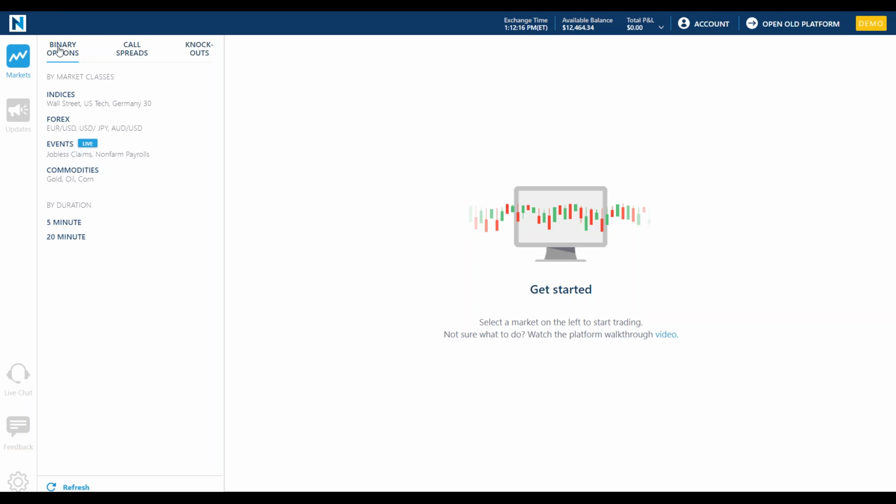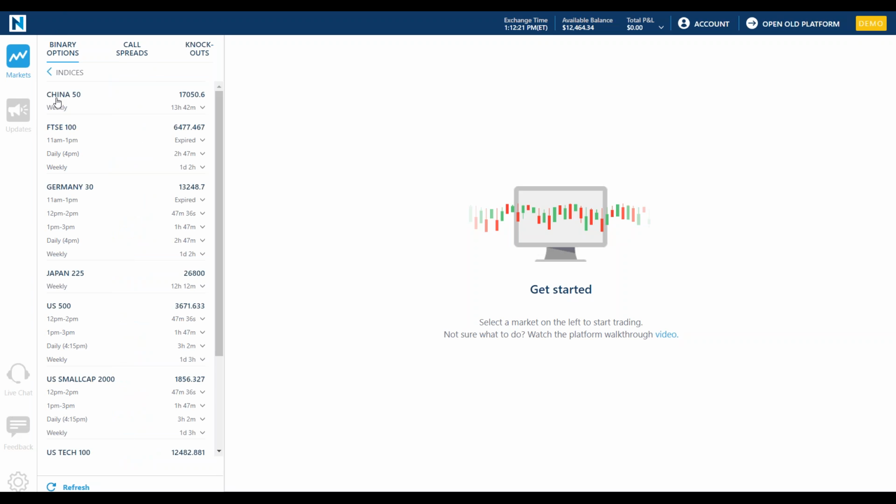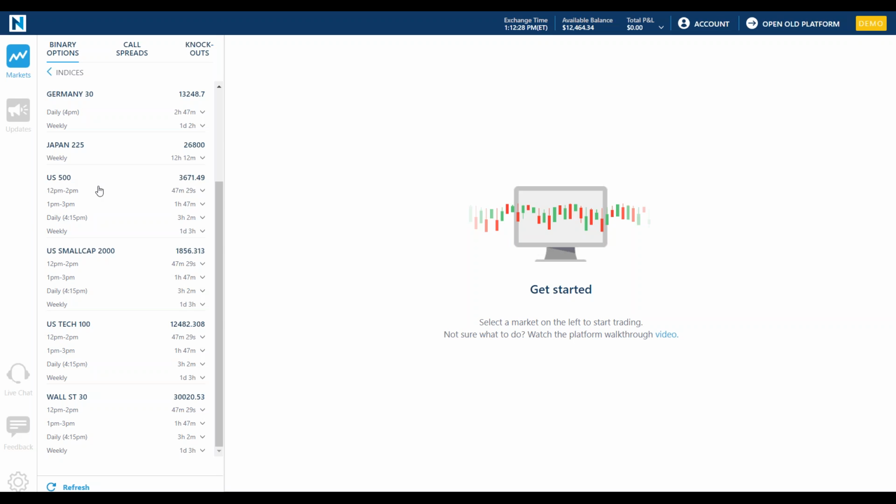So here we are with binary options in the upper left-hand corner, and notice that we've got binary options on indices, and they are global indices. So if you want to trade the DAX, the FTSE, the Nikkei, the Russell 2000, the S&P 500, the Dow Jones Industrial Average, the Wall Street 30, or the NASDAQ, the US Tech 100, we've got indices, and notice that we've got different expiration times, different settlement times: hours, daily, and weekly.